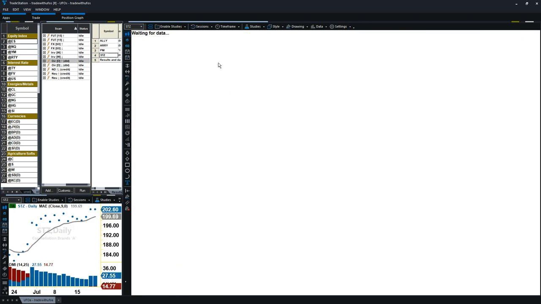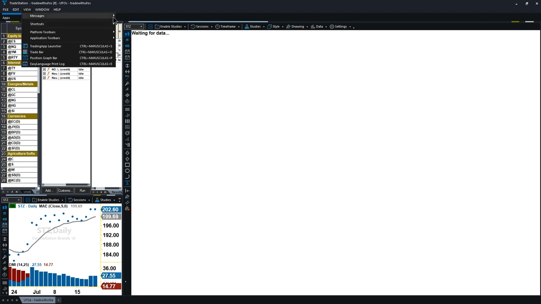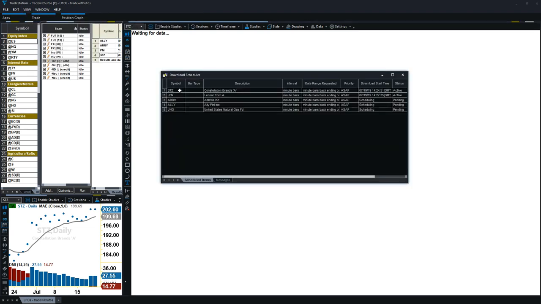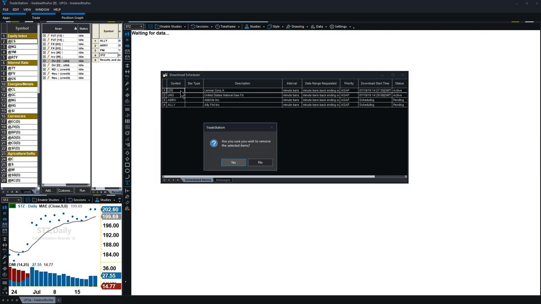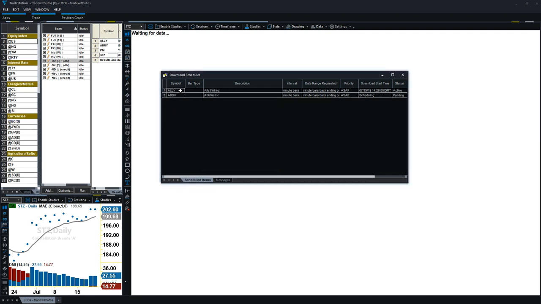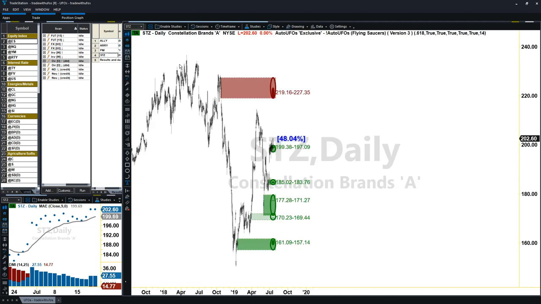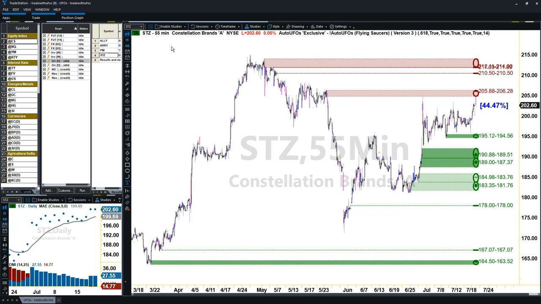Go back to STZ. I'll do the little trick. I don't know why, but when this happens, it normally helps to just hit delete on your keyboard to cancel the download, and then you just switch to a daily time frame. Then you go back to the 55 minute time frame, which is the one you want, and magic, the data is there. I never understood why, but this works.